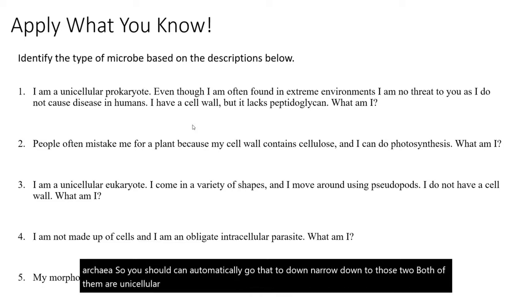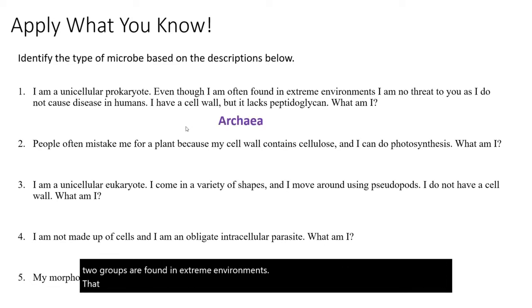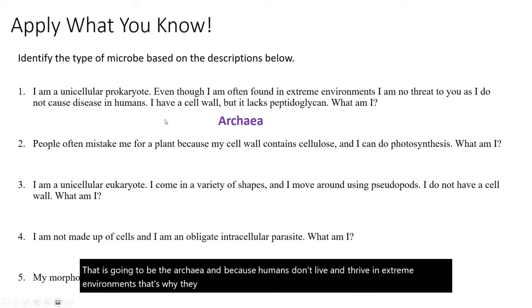So what we need to now look at is the next sentence. Which of those two groups are found in extreme environments? That is going to be the archaea. And because humans don't live and thrive in extreme environments, that's why they are not a concern for us. They're not pathogenic for us.